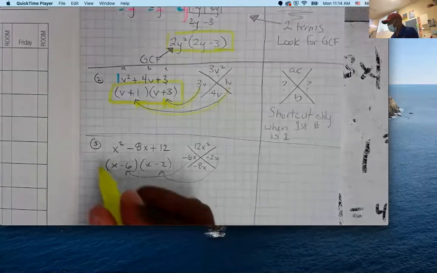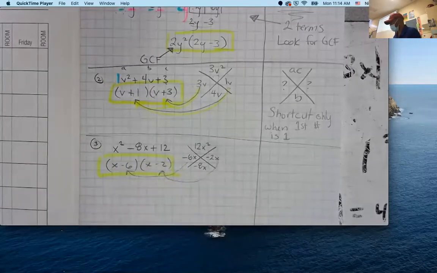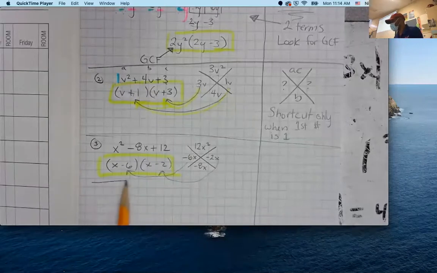And that's it. Again, you don't need to go any further. You're not solving for anything. You're not trying to figure out x equals this or that. That's literally all it's asking for when you factor.